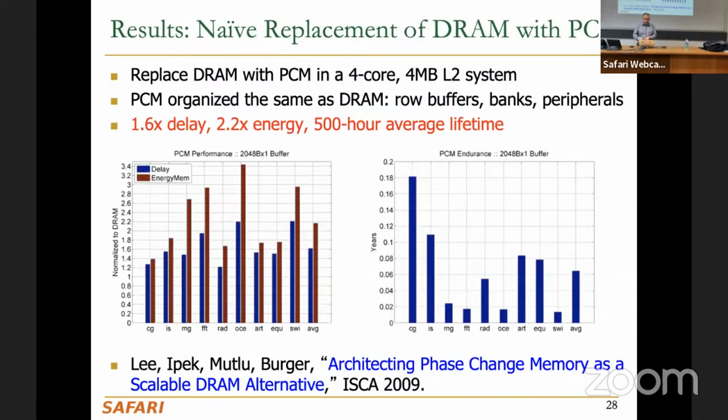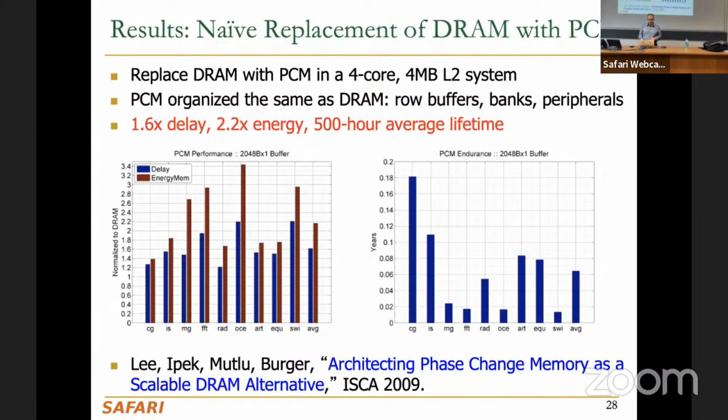And we did some simulation where we replaced DRAM with PCM in a 4-core system with a 4 megabyte L2. And PCM is organized the same as DRAM. So we consider the PCM architecture to be completely like a DRAM array, with the row buffer, banks, peripherals, everything the same. But we just consider that when you access that cell, you need to spend more time. So at the simulation level, you can do such things, right?